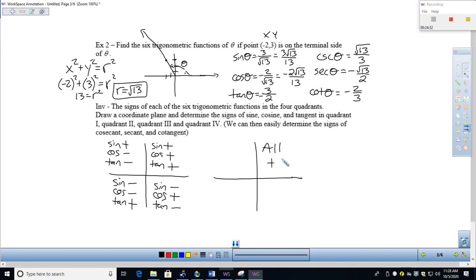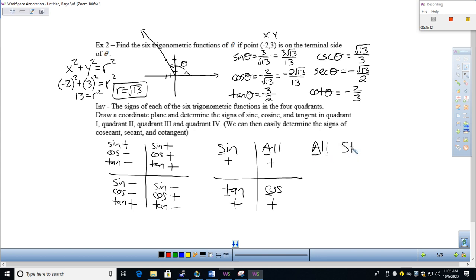So all positive in quadrant 1. Out of the big 3, only sine is positive in quadrant 2. In quadrant 3, tangent's the only one that's positive. And in quadrant 4, cosine's the only one that's positive. And there's a little mnemonic device to remember this: all, sine, tangent, cosine, as we go 1, 2, 3, 4 around. So you ready for it? Again, it's kind of stupid, but it works.